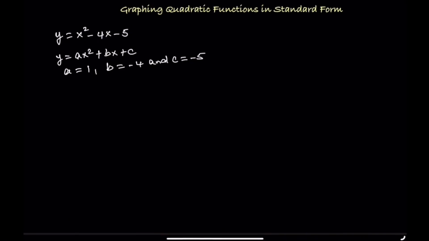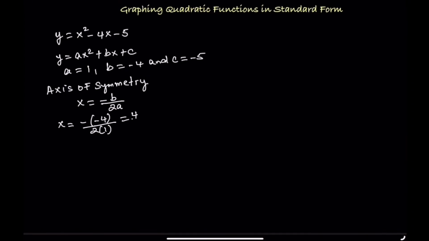To find the axis of symmetry, use the formula x equals negative b over 2a. Substitute b equals negative 4 and a equals 1. That gives x equals negative negative 4 divided by 2 times 1. Simplify to get x equals 2. So the axis of symmetry is the vertical line x equals 2. This line divides the parabola perfectly down the middle.